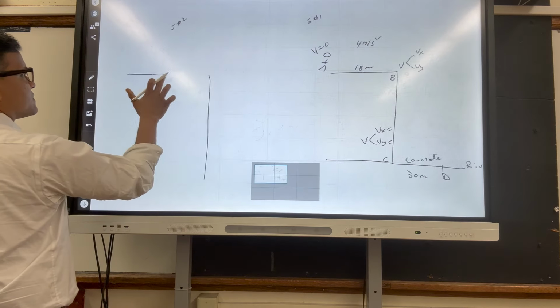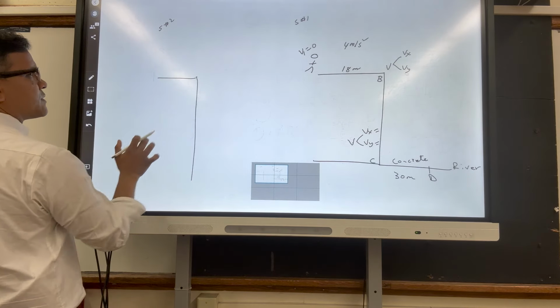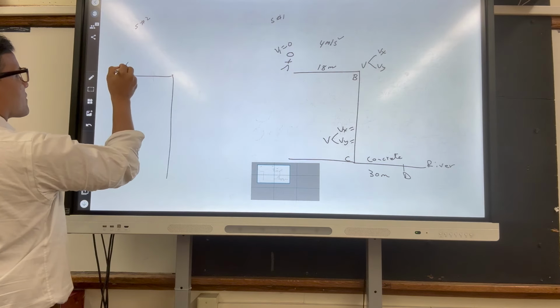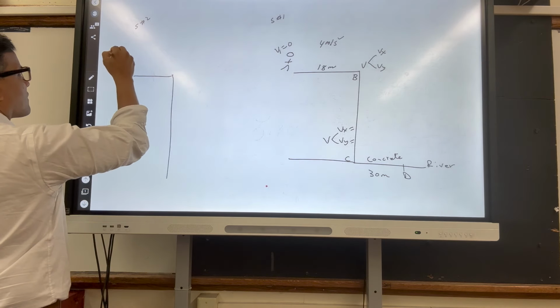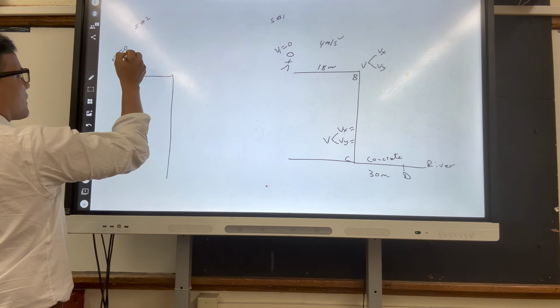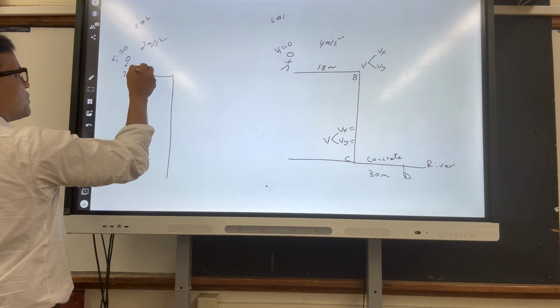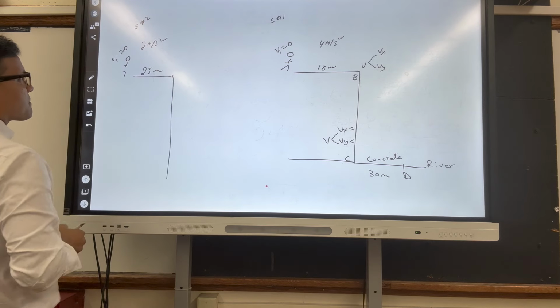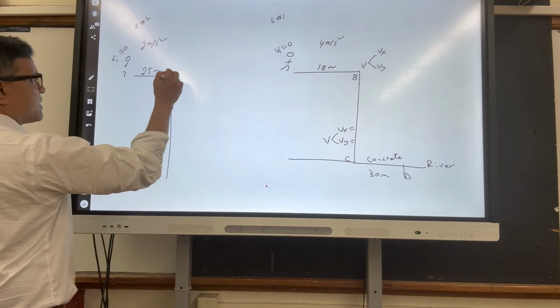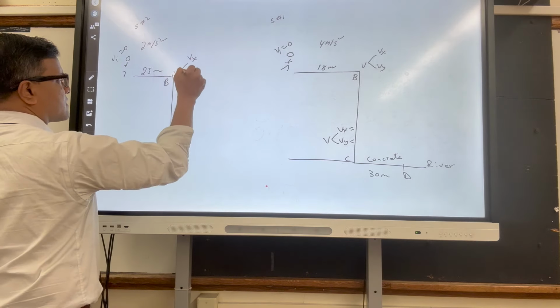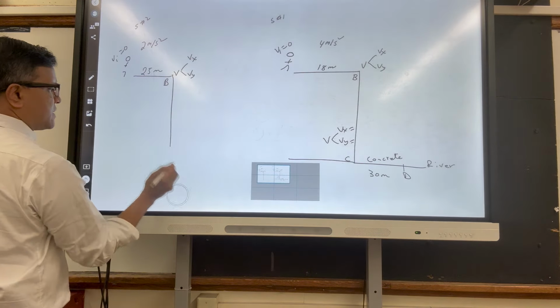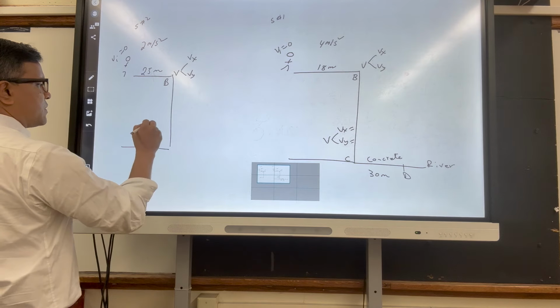This person is also starting from rest. Accelerates 2 meters per second squared. Moves 25 meters. At location B, find his velocity x and y. At location C, find his velocity x and y.